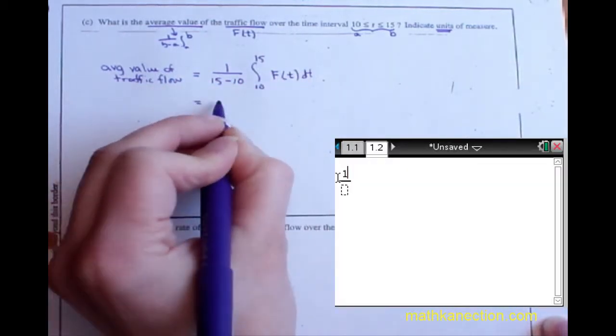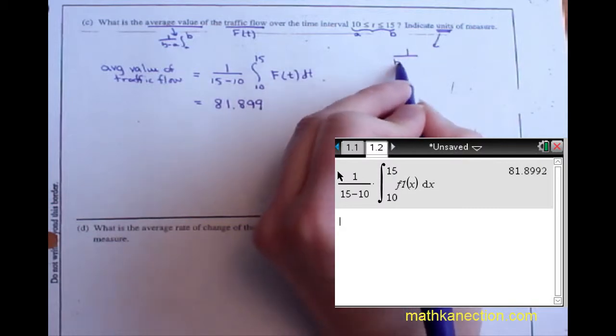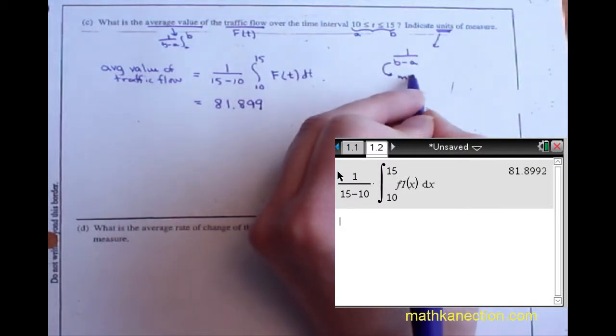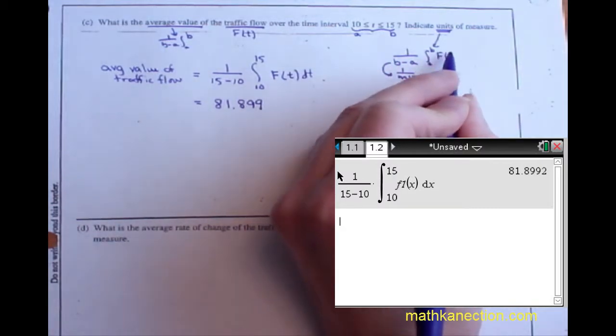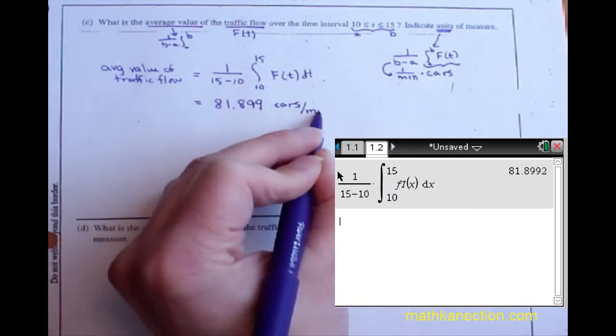In the calculator, the graph calculator screen, using that stored function f1, and the answer is 81.899 for our units. The 1 over b minus a is the 1 over the minutes, and the integral from a to b we know from part A is just cars, so our units are going to be cars per minute.